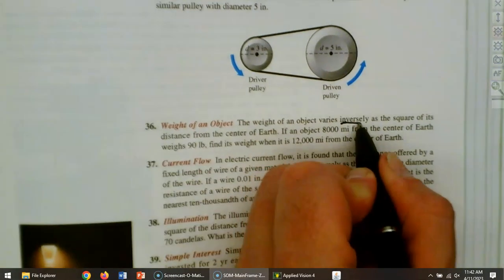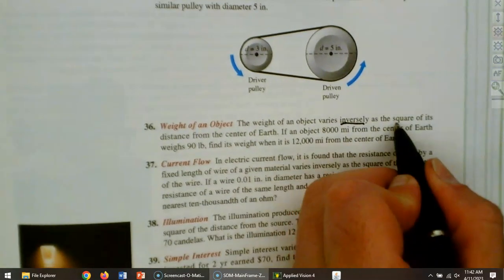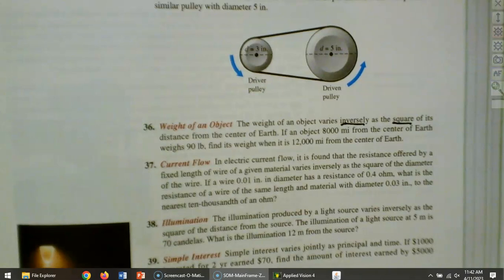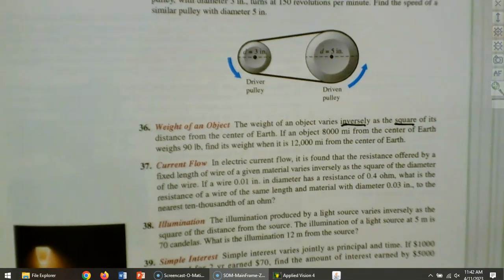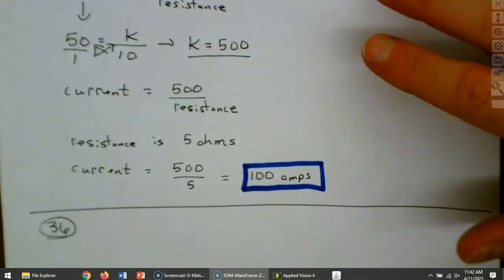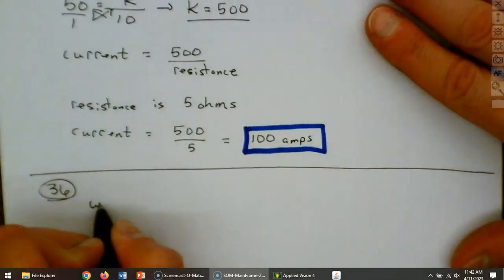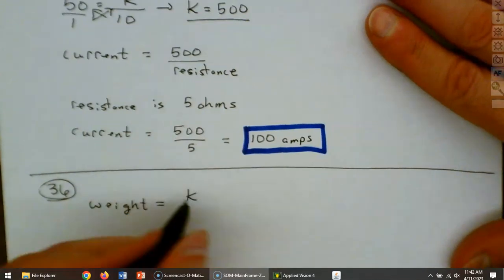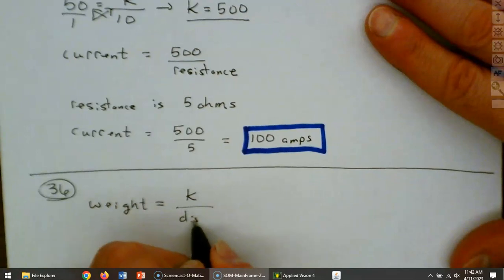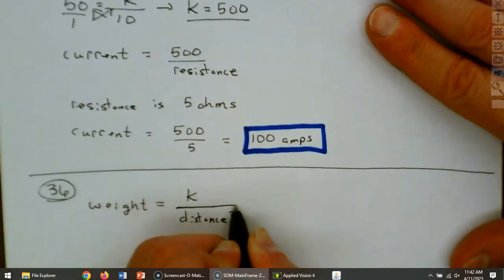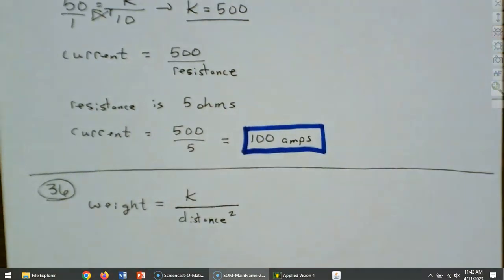And it's not just inversely, it's inversely as the what? Square. So watch out for those words like the square there. So the weight of an object varies inversely as the square of its distance. So what's our formula look like? Weight equals K over the distance squared. So there's our formula.